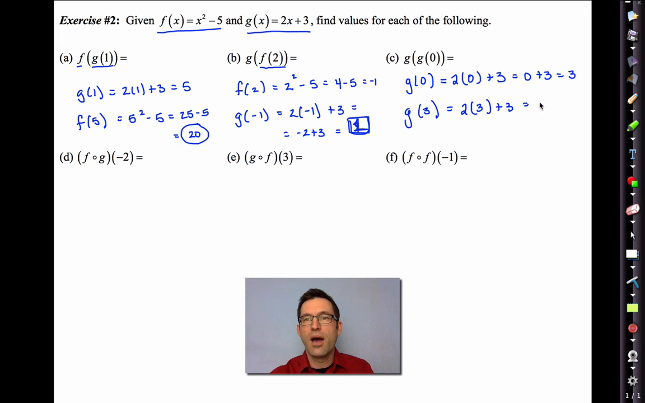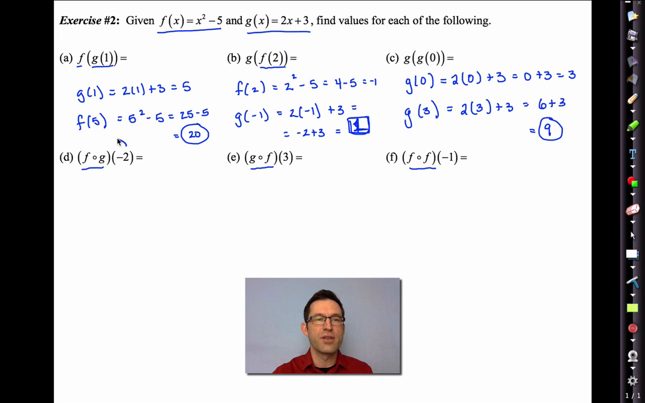Now, I think the concept here is pretty easy. What can get a little bit trickier is another type of notation. Some people call this fog notation, not because it makes you foggy, but literally f of g of negative 2. So we know we've got the two functions. The question is, where does the negative 2 go first?